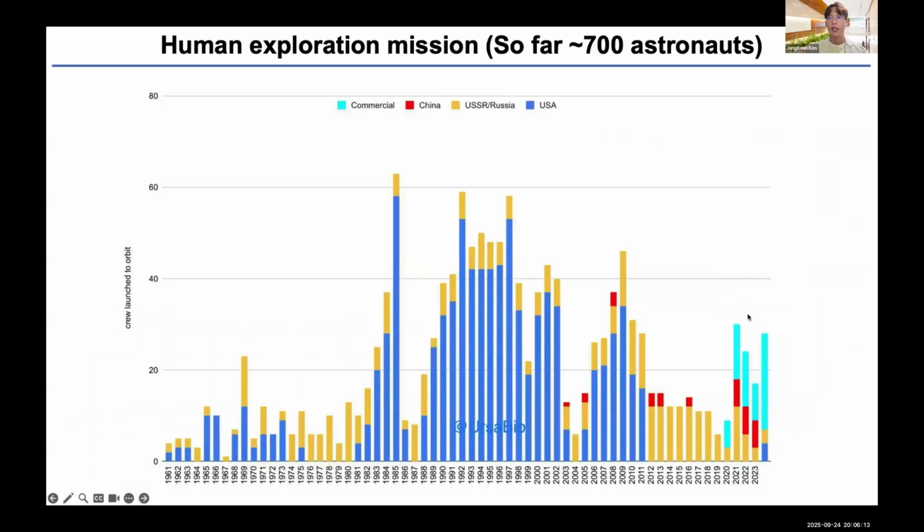And so far, until 2024, when I checked some data, there were 700 astronauts. The feature is the increased number of the cyan color, which represents the number of commercial astronauts. After 2020, there are some commercial astronauts, and it is expected to grow more and more.